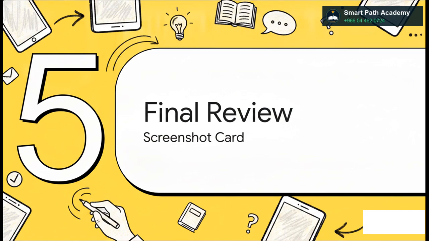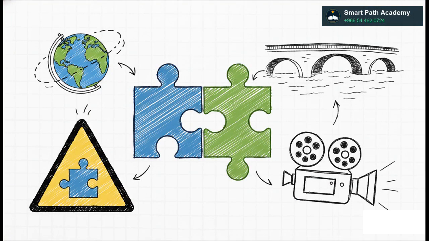Section 5, Final Review Screenshot Card. To wrap things up, I highly encourage all of you to grab your devices and snap a quick screenshot of this master summary. It's designed to be the absolute perfect visual study tool for your revisions. Let's review the whole shebang one last time. First, our core formula, your be verb in blue plus your past participle in green. Second, our present tense example, English is spoken worldwide. Third, our past tense example, the bridge was built by the team. And fourth, a very important warning for your exams. Never, ever forget your blue be verb.